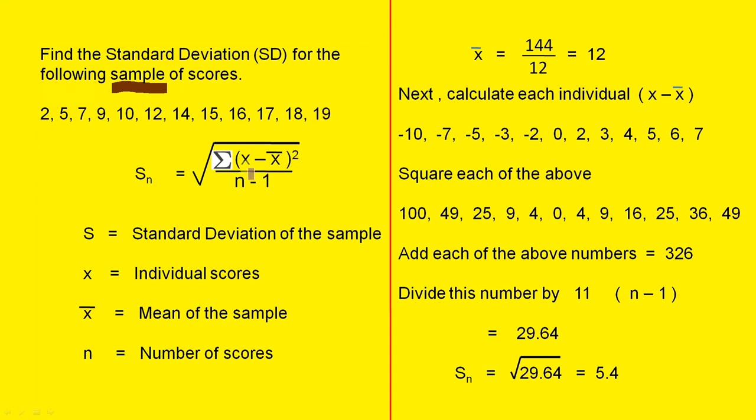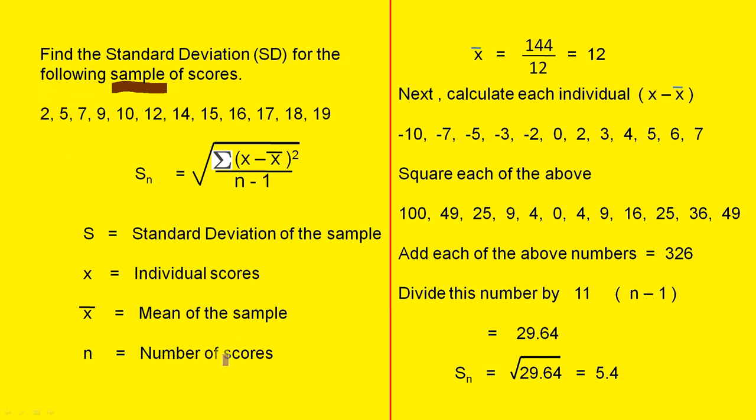So the formula for standard deviation is this one. X minus x bar, all squared, the sum of those, all over n minus 1, and we find the square root, and that gives us a standard deviation. Where S is the standard deviation of the sample, X is the individual scores, that is this X here is each individual score. X bar is the mean of the sample, so it's the mean of those numbers, and n is the number of scores.